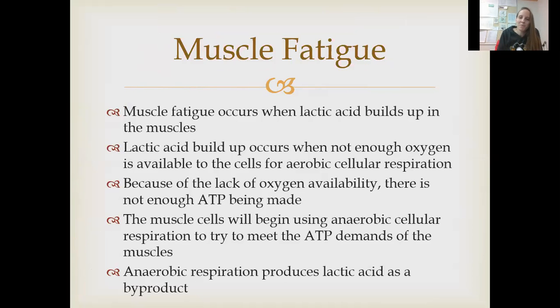Muscle fatigue happens when lactic acid builds up in the muscle. As we talked about when we were going over cellular respiration, if there's not enough oxygen present for aerobic cellular respiration, cells will switch to anaerobic cellular respiration, which produces lactic acid as a byproduct. And that buildup of lactic acid is what causes your muscles to fatigue. Essentially, you're not making enough ATP, and so you have the anaerobic respiration kick in.